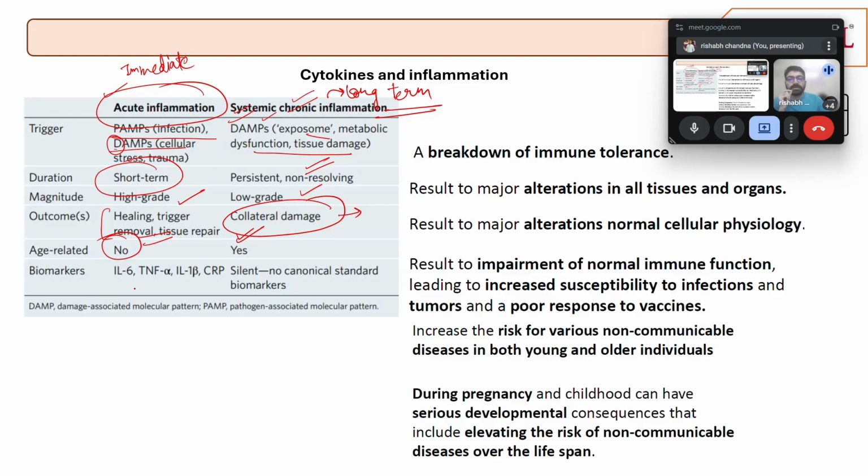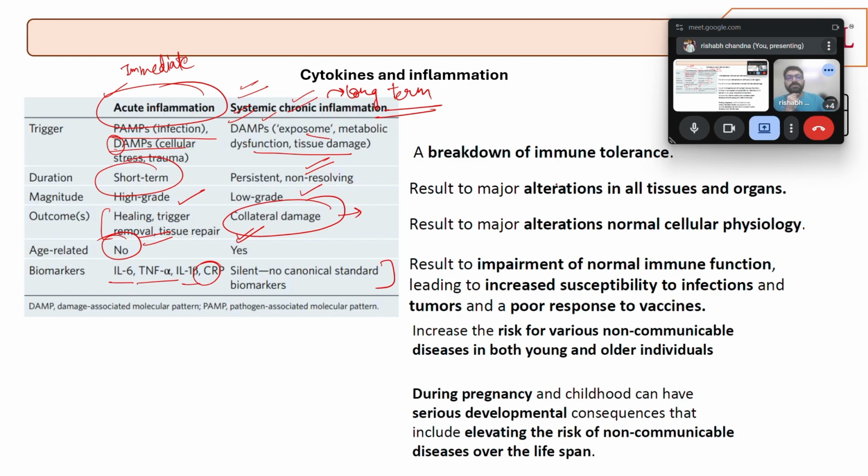The biomarkers of acute inflammation are IL6, TNF alpha, IL1 beta, and CRP. For chronic inflammation, there are no standard biomarkers because in this case they are disease associated. For example, in diabetes there would be some different biomarkers, and in case of cancer it would be some different biomarkers. That's why in chronic inflammation the biomarkers are not specifically defined.